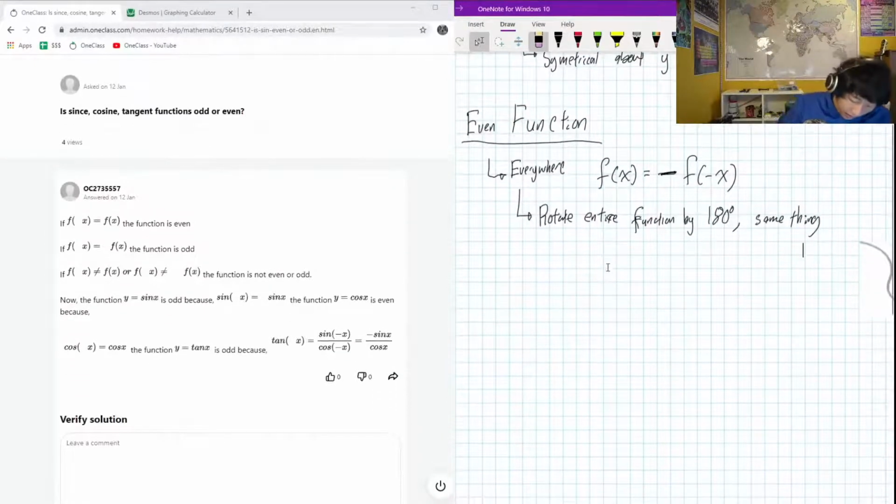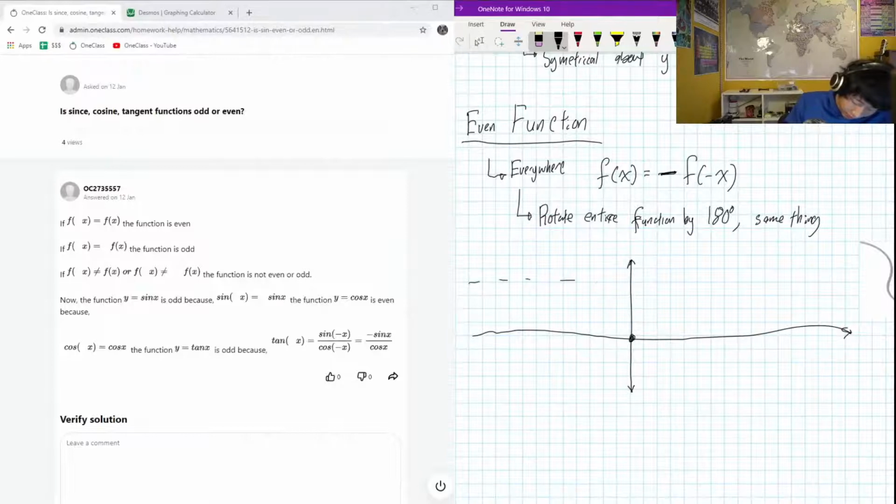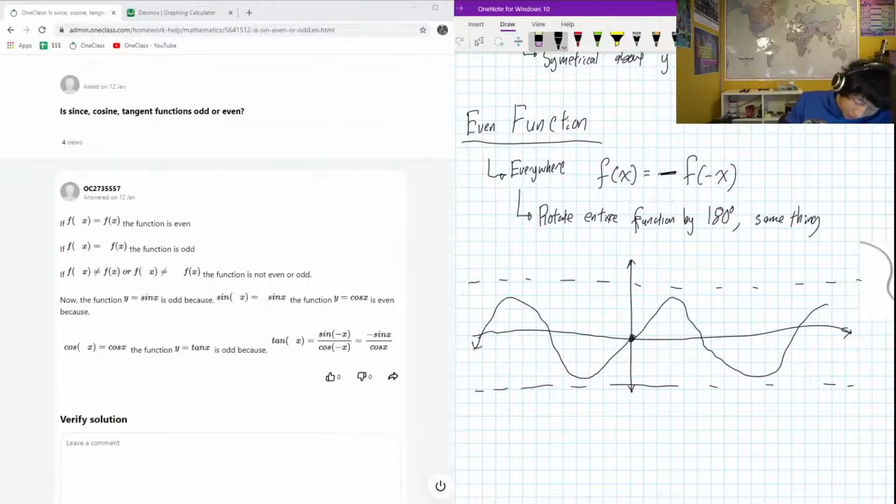Okay, so if we draw a sine graph like this, we know that sine starts at 0 and kind of goes in a pattern like this. So this is sine x. Clearly it's not going to be an even function because we are not symmetrical about the y-axis.